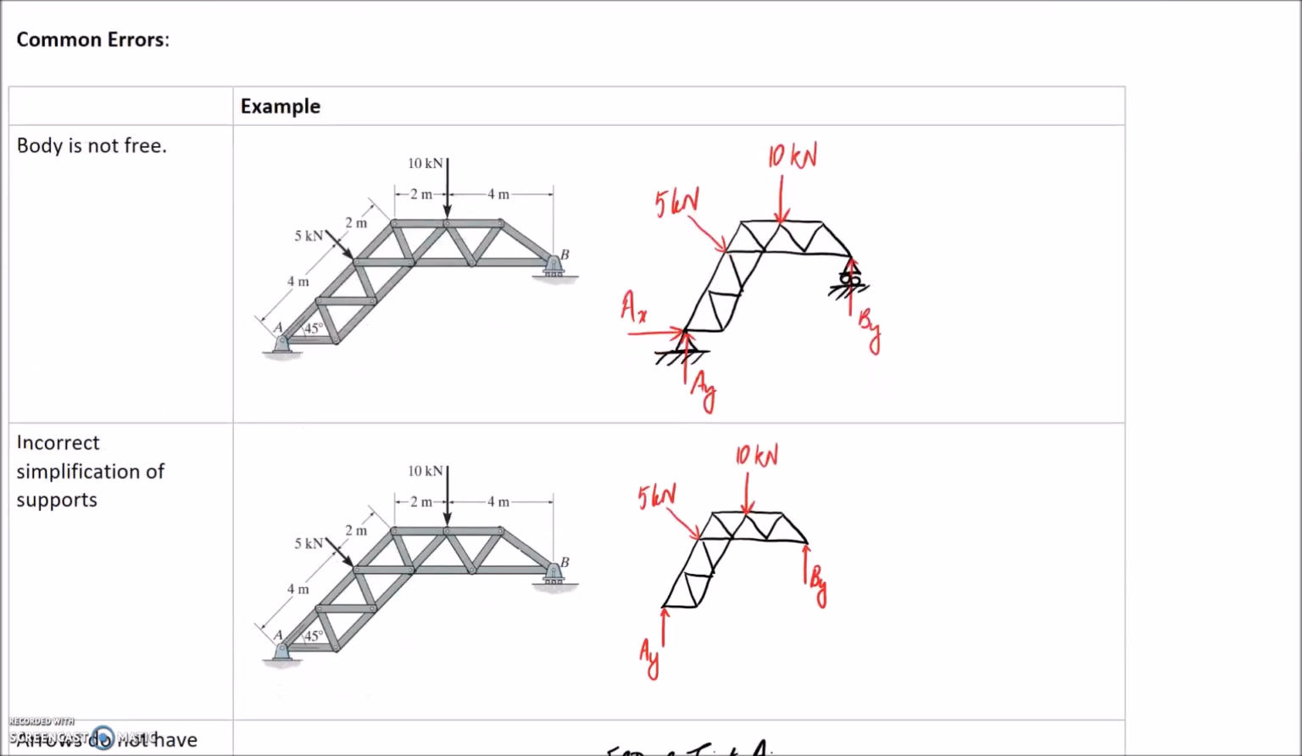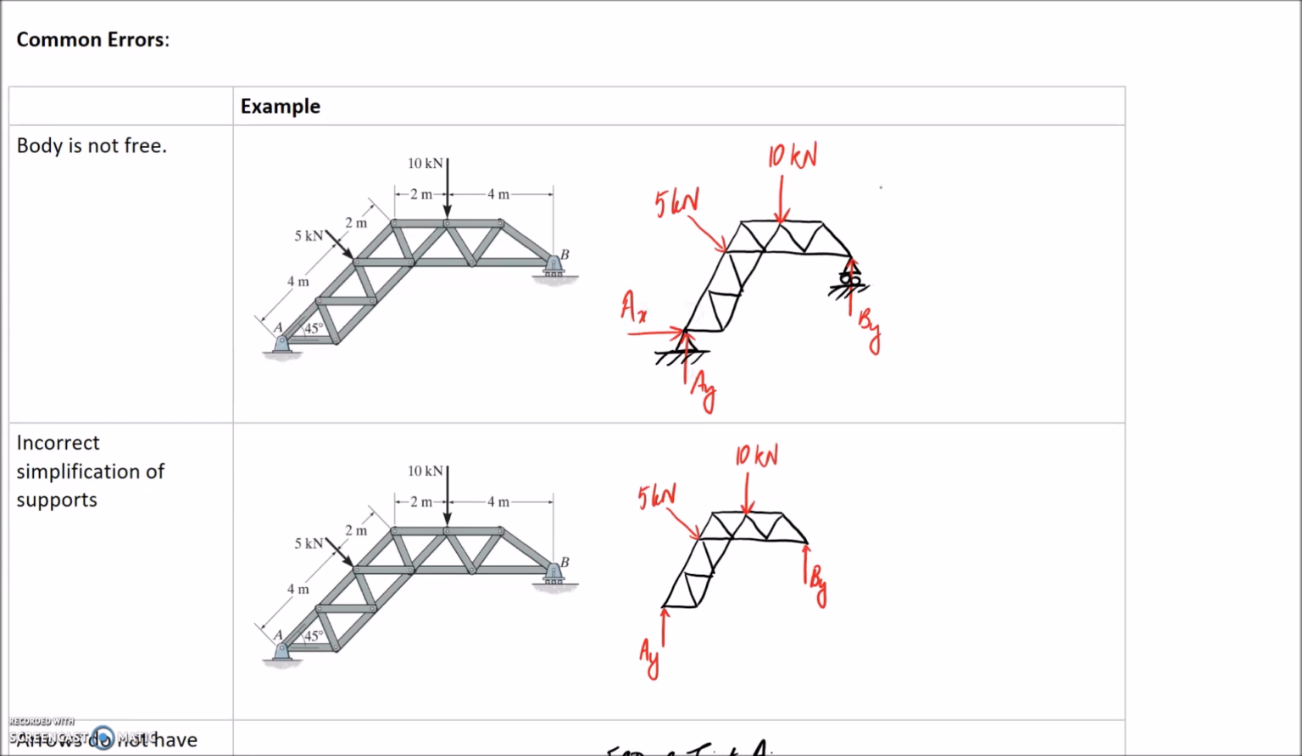So I've got a list of, I think, 4 common errors that people make and a bit of an example of what that might look like. So the first mistake is that the body that is being considered is not free of the other things that were attached to it. So in the example here, this is the truss one.